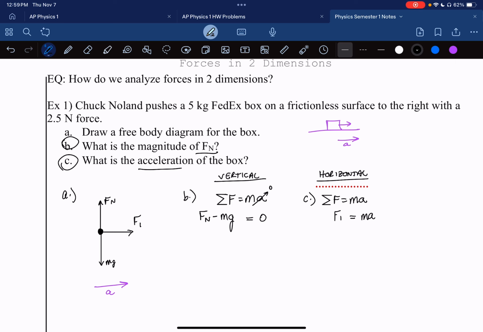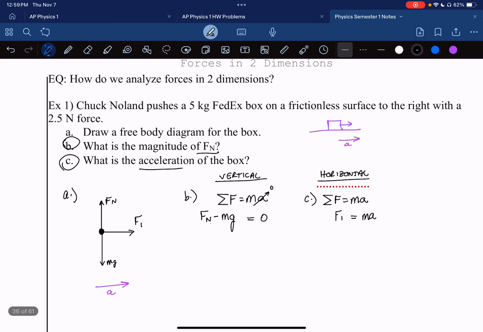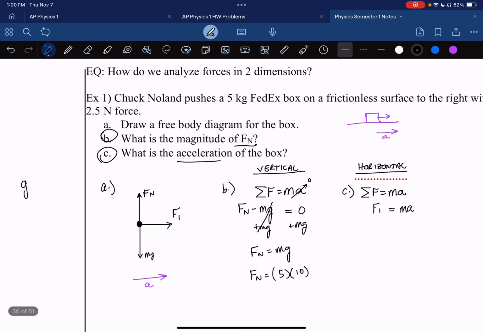Let's start with B. Let's figure out Fn. We'll isolate Fn, so we'll add mg to both sides. And so we get Fn equals mg. The mass of the box is 5 kilograms. G always has a value of 10. Let's not forget that. G is really close to, we're going to say approximately, but we're going to use 10 newtons per kilogram.